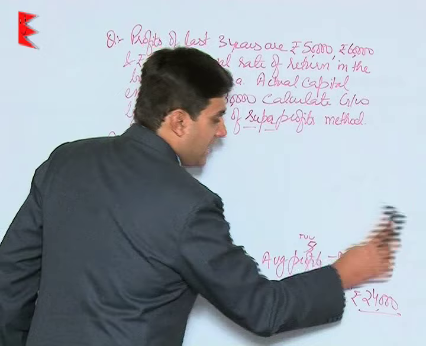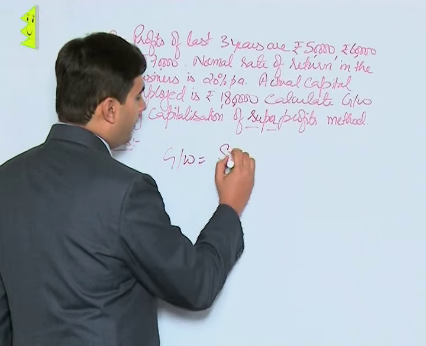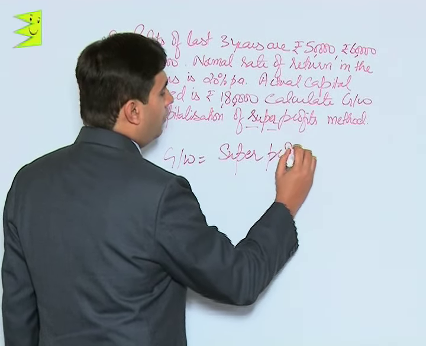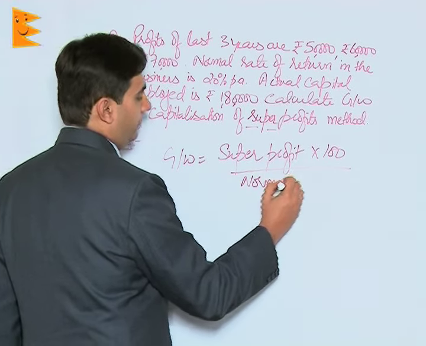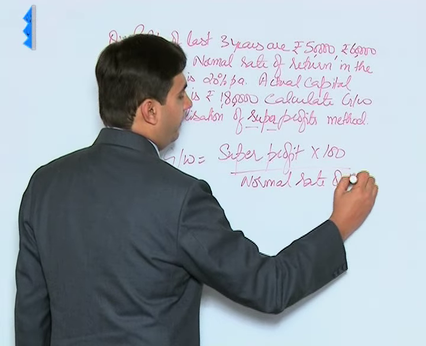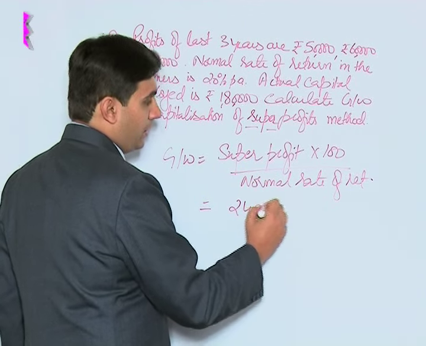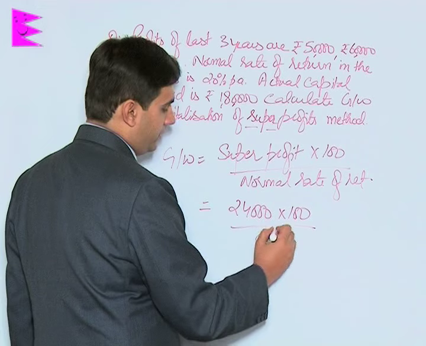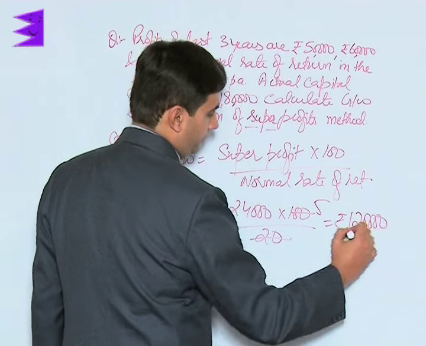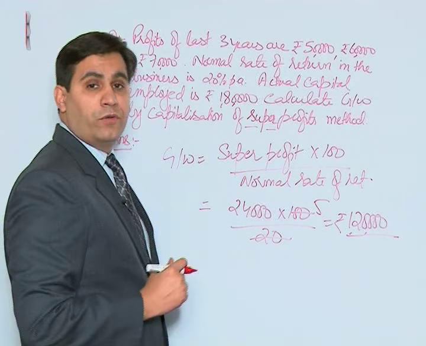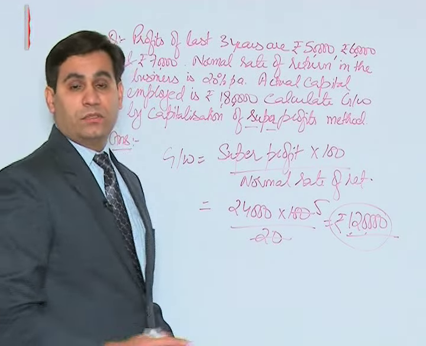The formula for it would be goodwill is equal to super profit into 100 upon normal rate of return. Now students, in this case super profits were 24,000 into 100 upon normal rate of return, which is 20, which comes to rupees 1,20,000. So we can say that the value of goodwill on the basis of capitalization of super profit method is 1,20,000.